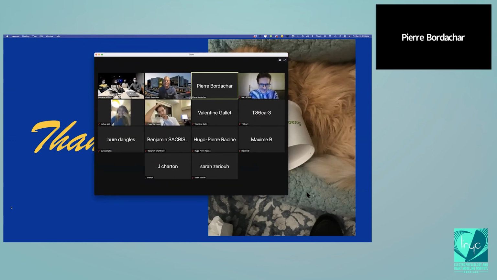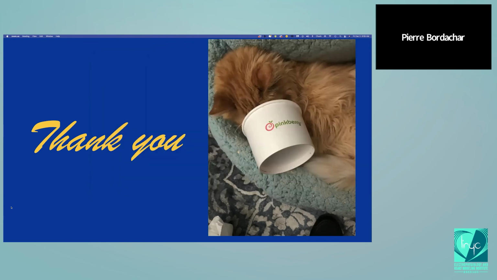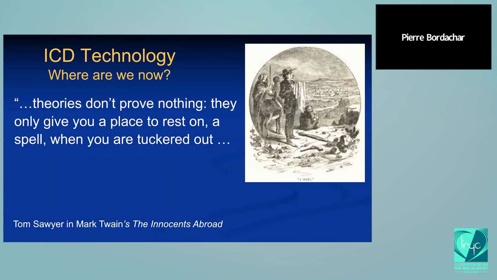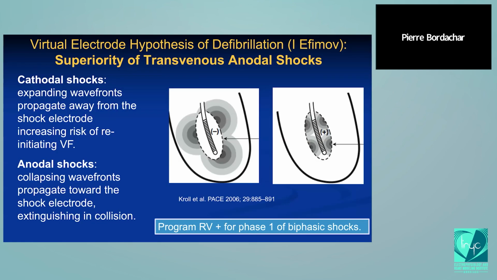I will have a question on the polarity of the shocks. If I understand, you will recommend anodal shock. And if there are different constructors where the nominal polarity is cathodal for the shocks, do you have an explanation for that first? And then do you modify systematically the polarity for this kind of device or not?